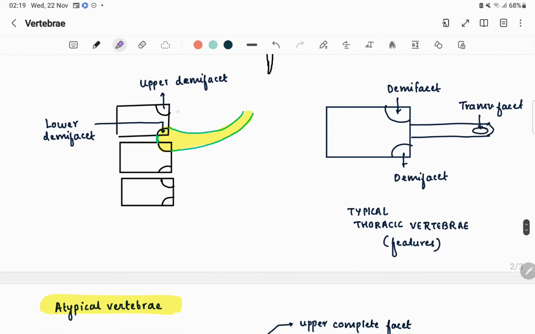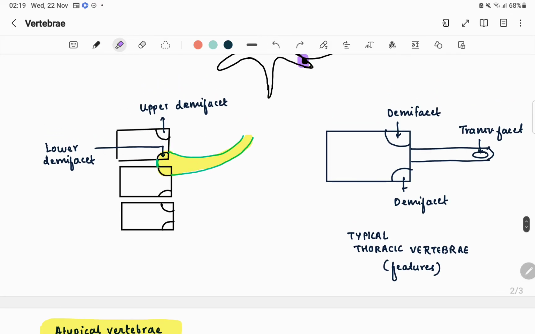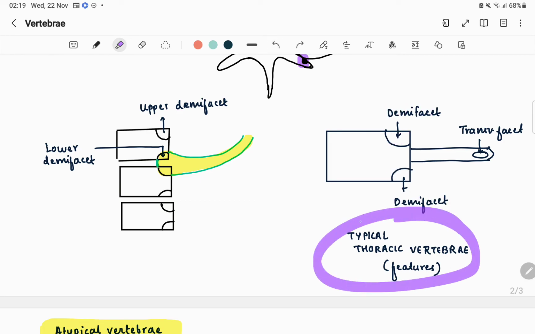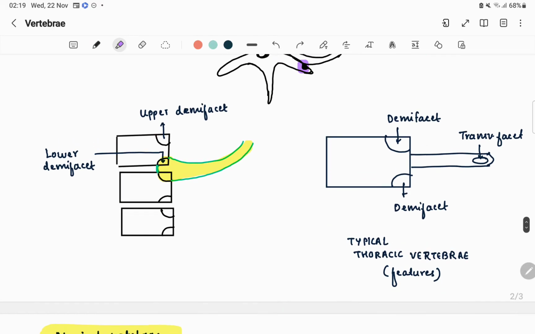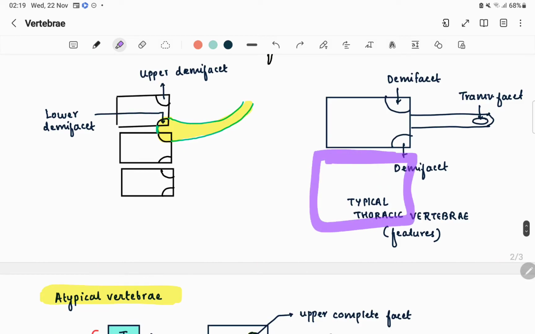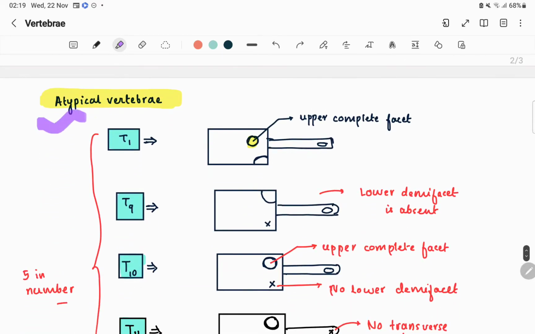In your vertebra, we have an upper demifacet, which is the half facet, and a lower demifacet. The lower demifacet of the upper vertebra and the upper demifacet of the lower vertebra are basically attaching to the rib. So two demifacets are there in the typical thoracic vertebra, and a transverse facet is present in the transverse process. Just consider another vertebra will have a demifacet like this. So the rib is attached to both demifacets. Understood? Let's discuss the atypical vertebrae.